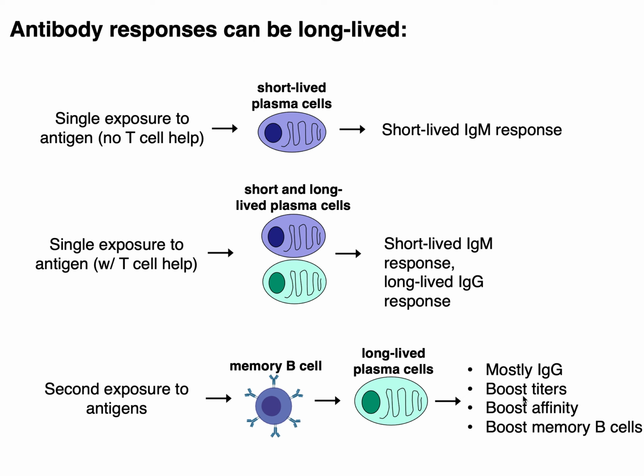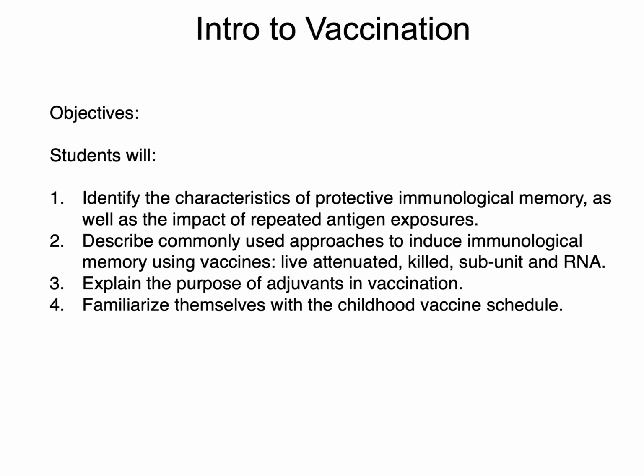And this will boost antibody titers, it will boost the affinity of antibodies for their antigen, and it will again boost the number of memory B cells. The more times you are exposed to an antigen, the more opportunities your antibody response has to learn and get better. And so the antibody response improves over time with exposures to antigen. Okay, that is all I've got for the adaptive immune response. Hopefully this will give you the foundation that you need to understand the impact of childhood vaccinations and how childhood vaccinations can provide protection from infectious diseases.